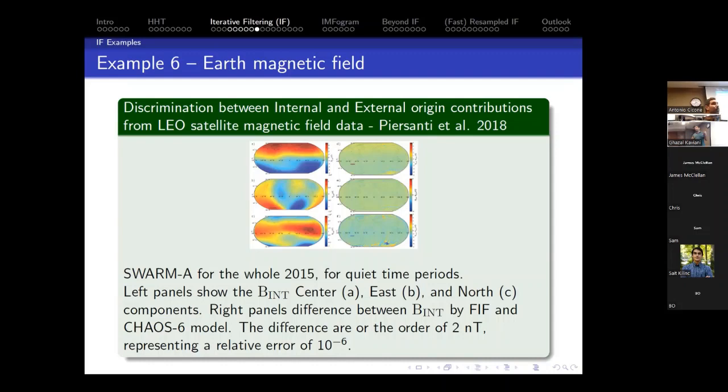We added together the low frequency IMFs, and we compared the summation of the low frequency IMFs with the outcome of a model that has been developed in the last 50 years in geophysics called CHAOS 6. I mean, now it's version 6. This model, developed by several groups of researchers around the world, allows you to estimate the Earth's magnetic field with high accuracy. So we compared our outcome with the model estimation, and we got an error of 10 to the minus 6.